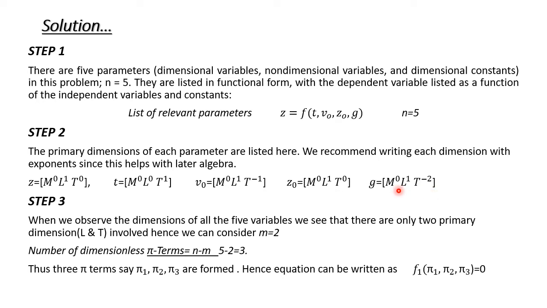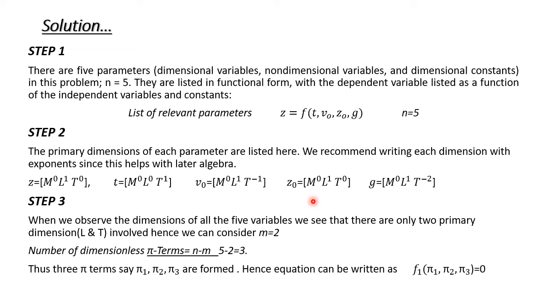Next, the third step: when we observe the dimensions of all the 5 variables, we see that there are only 2 primary dimensions involved. Hence we can consider m is equal to 2. If you look at the dimensions of all of these, there is no mass involved here. Here also M to the power 0, M to the power 0, M to the power 0, M to the power 0, and M to the power 0. So mass is not there, and we can choose m is equal to 2.